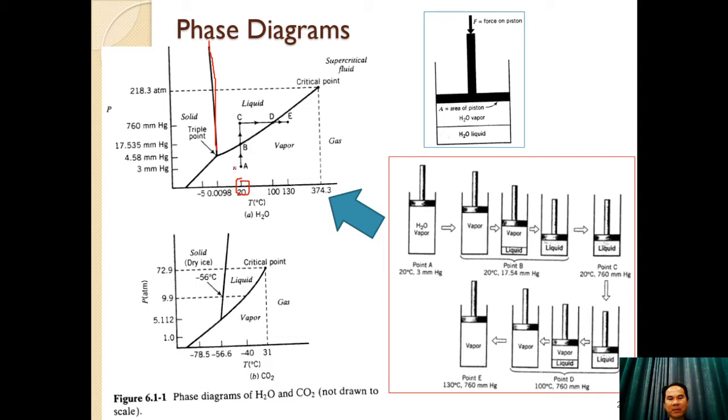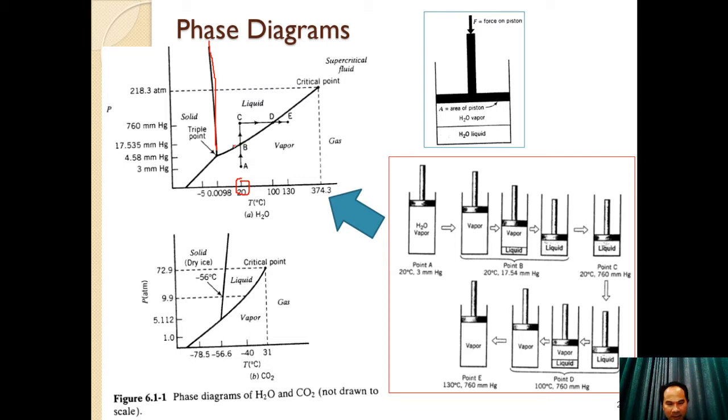If we consider point A at 20 degrees Celsius and about 3 millimeters mercury, we have the vapor, and then you compress the piston. The pressure increases until point B. There are some liquid and vapor, because point B is on the equilibrium line between liquid and vapor. In this case, the liquid and vapor stay at equilibrium.